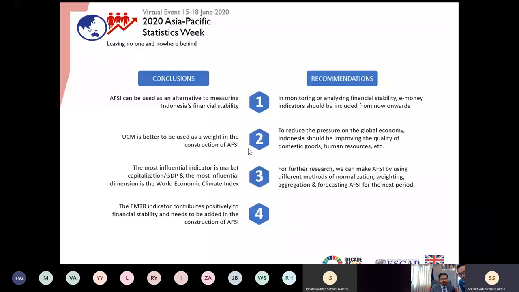Recommendations that can be given are: in monitoring or analyzing financial stability, e-money indicators should be included from now onwards. To reduce the pressure on the global economy, Indonesia should be improving the quality of domestic goods, human resources, a conducive business climate, etc. For further research, we can seek to use different methods of normalization, weighting, and aggregation, and then forecast FC for the next period. That's all for my presentation. Thank you.